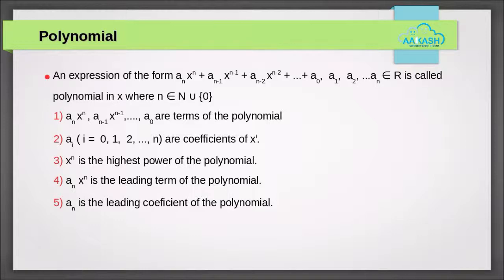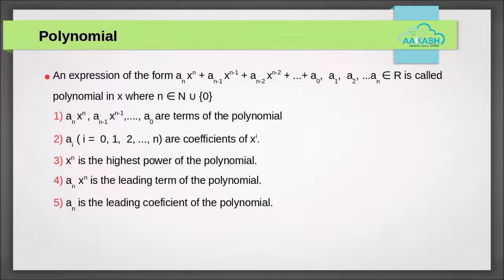Polynomials. Now that we know what is an algebraic expression, let's define a polynomial. A polynomial in x is an expression of the form a_n x^n plus a_(n-1) x^(n-1) plus a_(n-2) x^(n-2) plus ... plus a_0, where n is a whole number and a_0, a_1, a_2 till a_n are real numbers.